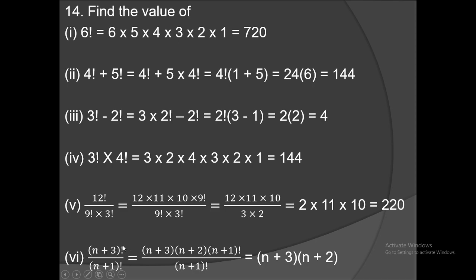So n plus 3 minus 1, means 3 minus 1 is what? 2. So it is n plus 2. Again I reduce 1, it is n plus 1. I stopped it. The reason is in the denominator I also have n plus 1, so I can easily cancel. Can you understand? Now the final answer is n plus 3 into n plus 2.